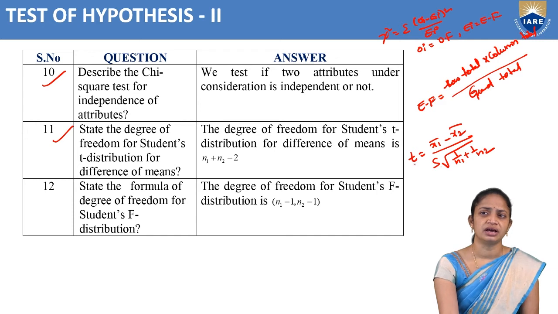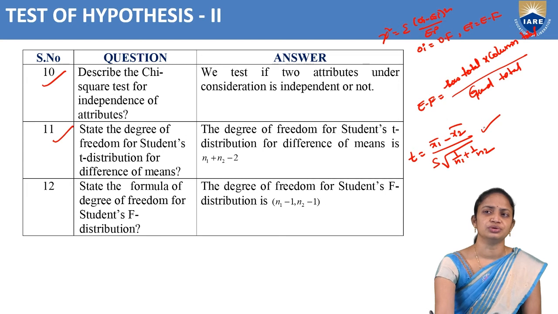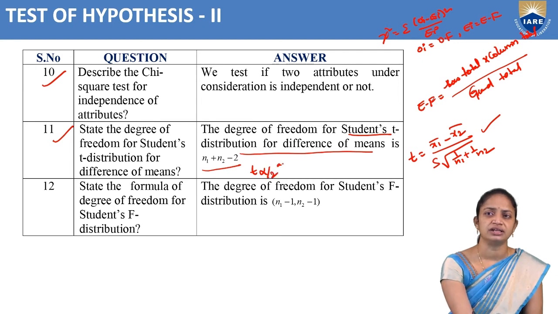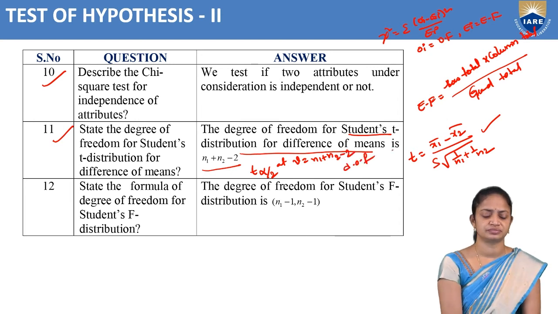Here t is the test statistic, t equals x1 bar minus x2 bar divided by s into square root of 1 by n1 plus 1 by n2. The degrees of freedom for the t distribution for difference of means is n1 plus n2 minus 2. That means we have to take t alpha by 2 at nu equal to n1 plus n2 minus 2 degrees of freedom.